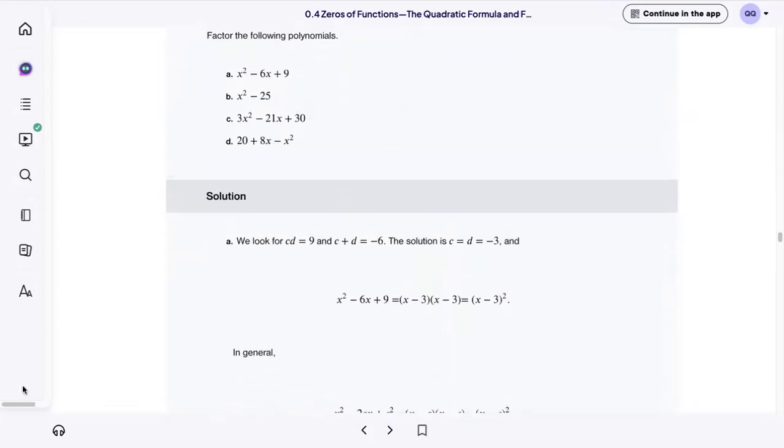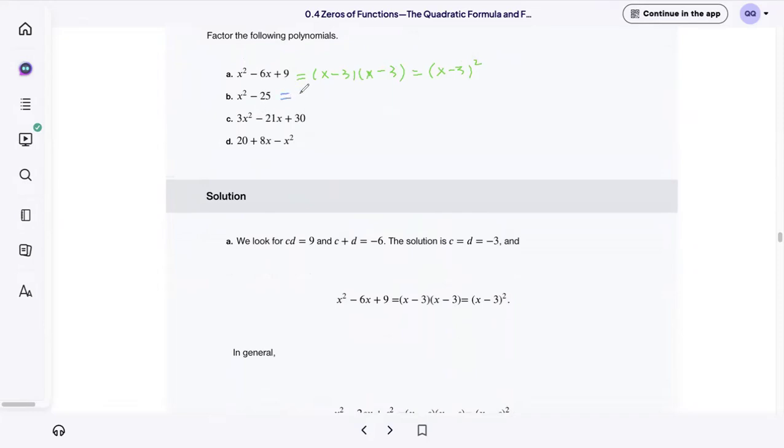Well, let's see these ones. So think about two numbers that multiply to be 9, add to be 6. That has to be 3, right? Which we can write as x minus 3 squared. Maybe I use blue color.